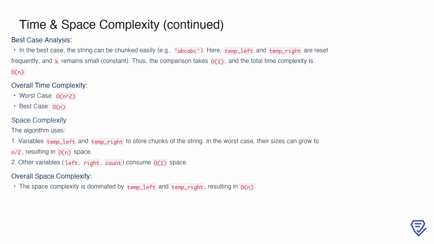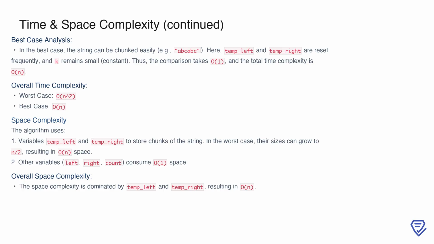Now, let's consider the best case for time complexity. In scenarios where the string can be easily chunked, such as with repeated patterns like appcap, temp_left and temp_right are reset frequently, keeping their sizes small. Since k remains constant in these cases, each equality check takes O(1). With the while loop still iterating at most n times, the total time complexity simplifies to O(n). Summarizing the overall time complexity, the worst case remains O(n squared), while the best case achieves an optimal O(n).